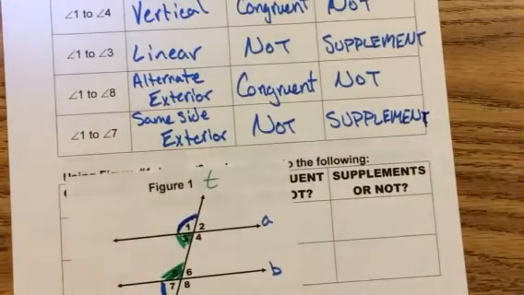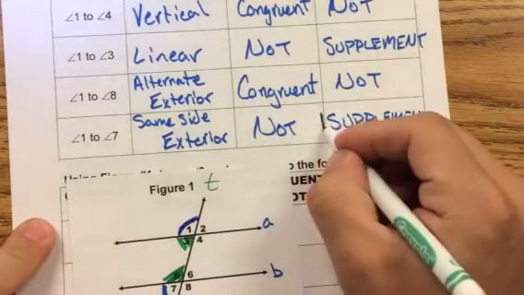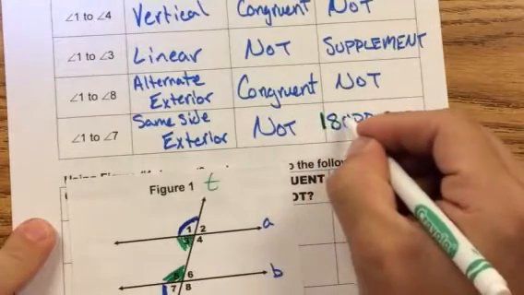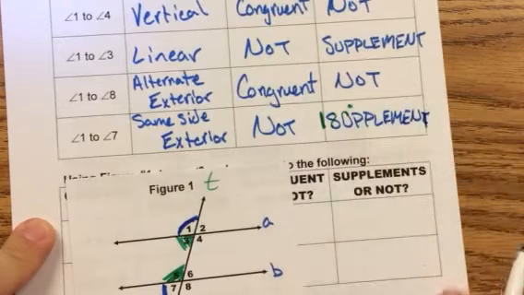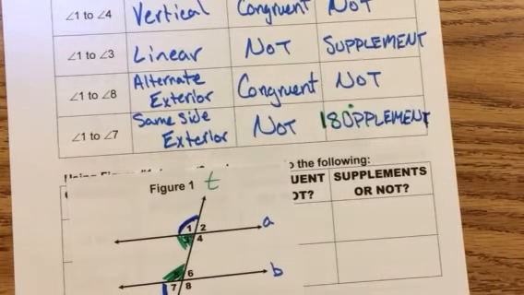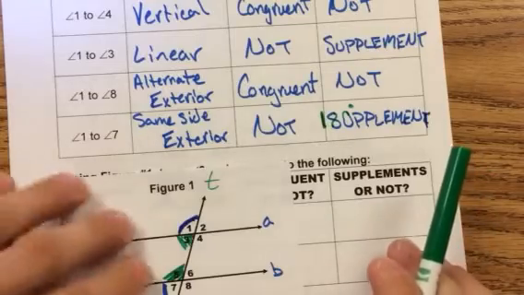Again, one more time, the word supplements, if you don't remember, means that we're going to add up to 180 degrees. Just a quick reminder, those two angles, 1 and 7, will add up to 180 degrees.